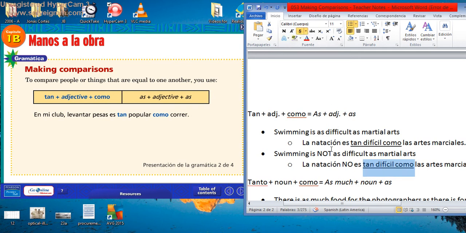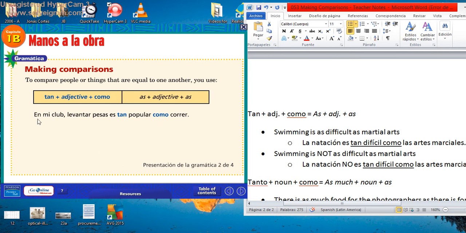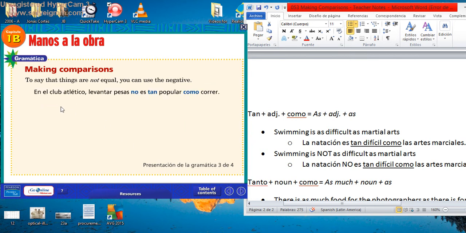When we talk about something that we are not going to mention as... I'm sorry. I totally skipped over these. The examples in your textbook. En mi club, levantar pesas es tan popular como correr. So in my club, lifting weights is as popular as running. And in the negative, when they're not equal, in the athletic club, en el club atlético, levantar pesas no es tan popular como correr. So in the athletic club, lifting weights is not as popular as running.